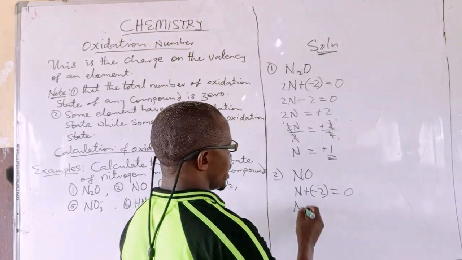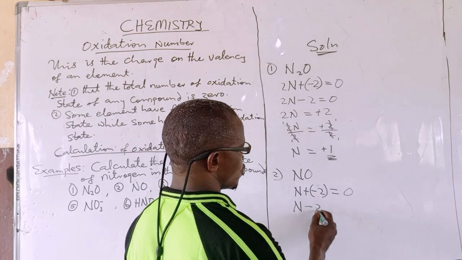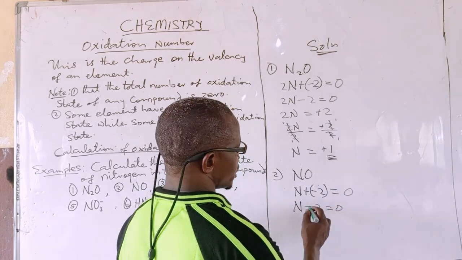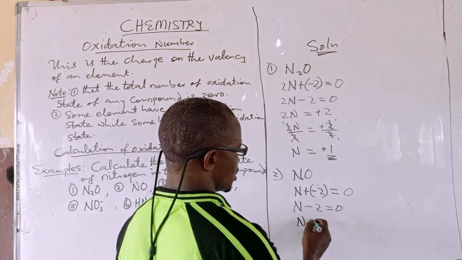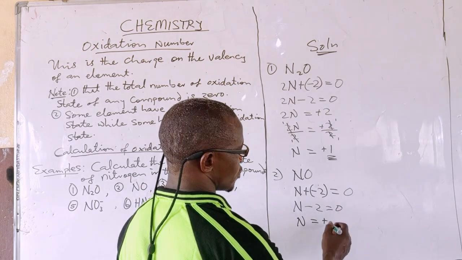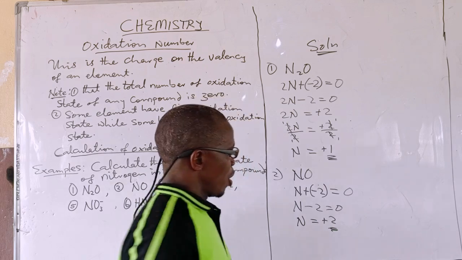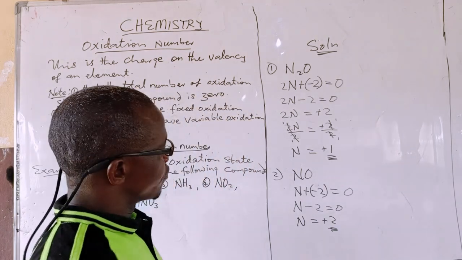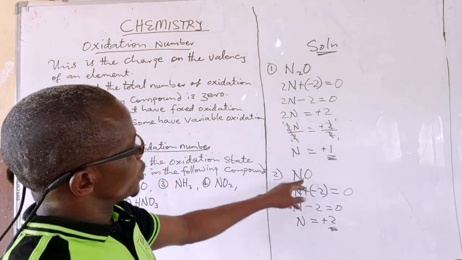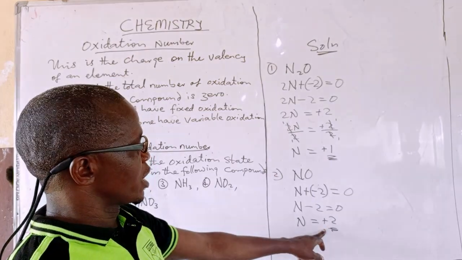So you now have N plus times minus 2 equal to 0. Take this to this side, you now have N equal to plus 2; it turns plus when it crosses the sign of equality. So this is the oxidation number of nitrogen in this compound. You can see the first one was 1, now we are getting 2.